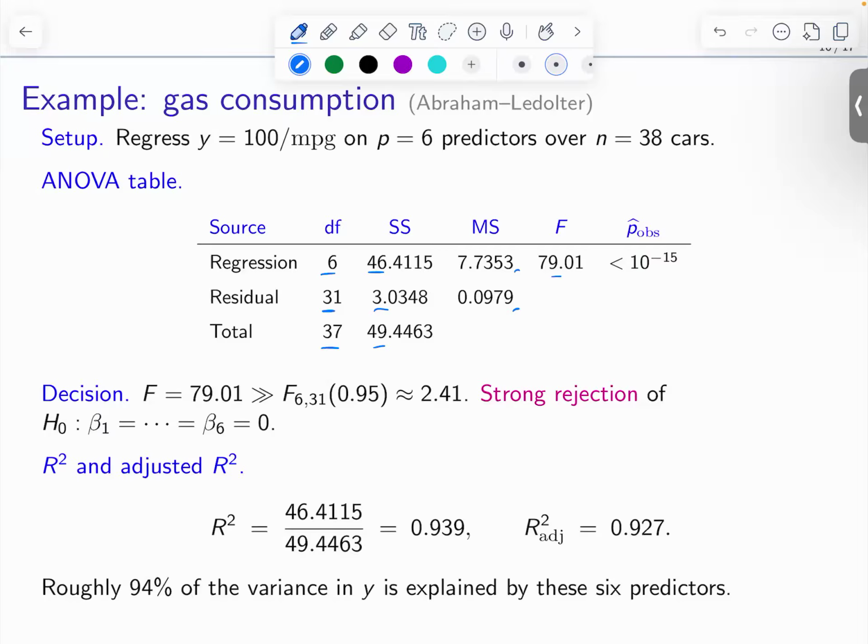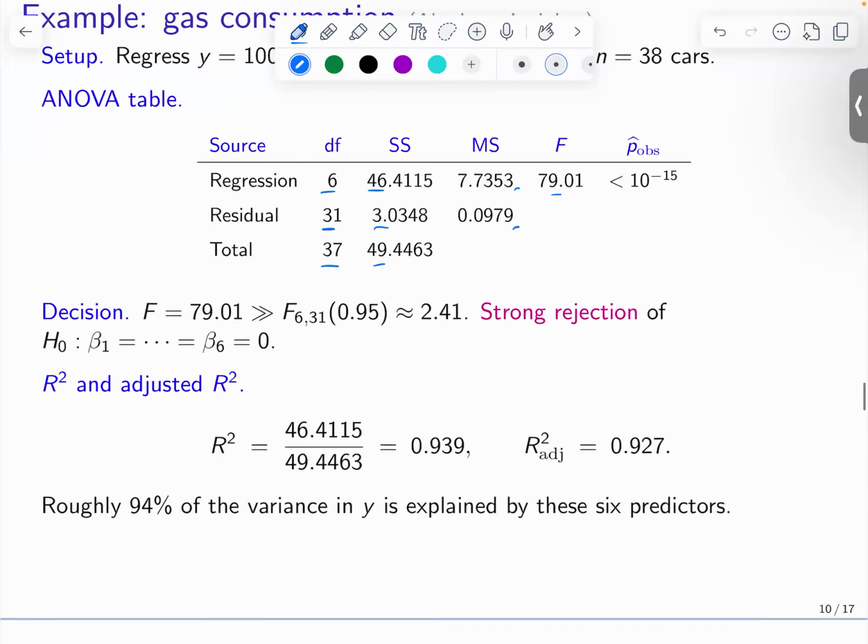Here, this is the degrees of freedom of the F, sorry, 31. So the F distribution with degrees of freedom 6 and 31 is the distribution under the null. And so you look at, let's say, the 95 percentile, the upper quantile. And that would be 2.41. And so 79 is way above 2.41. So we reject at level 0.05.